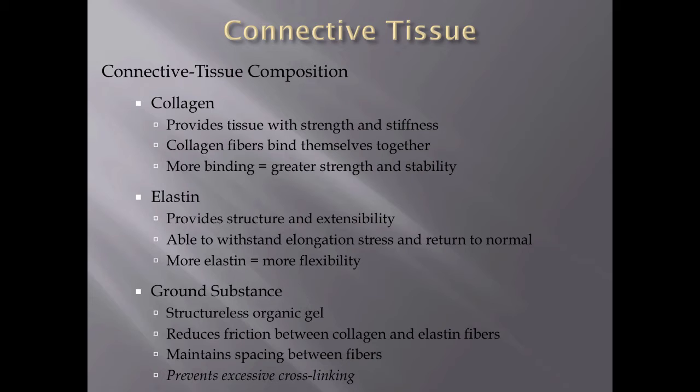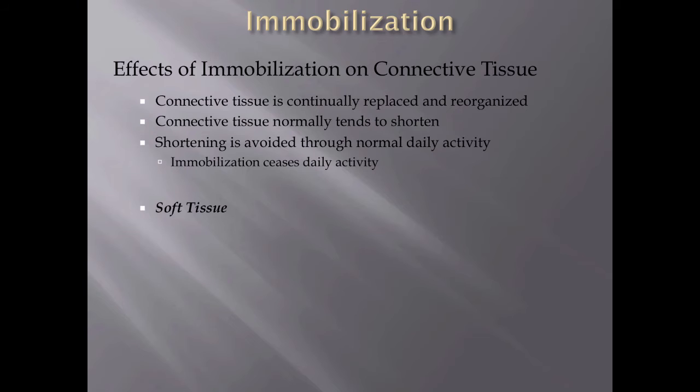So those are the people that can do all kinds of funky things with their body and move in directions that more normal people can't. Also, with that high degree of mobility, they have less stability, so they may be at greater risk for injury or a shoulder dislocation recurrence type of thing. And then ground substance is just a structureless organic gel. It reduces the friction between the collagen and elastin fibers, and it maintains the space between the fibers.